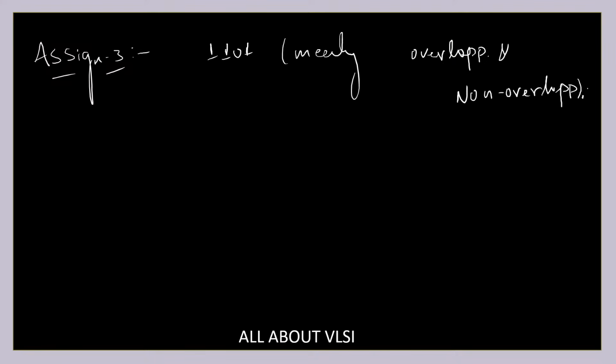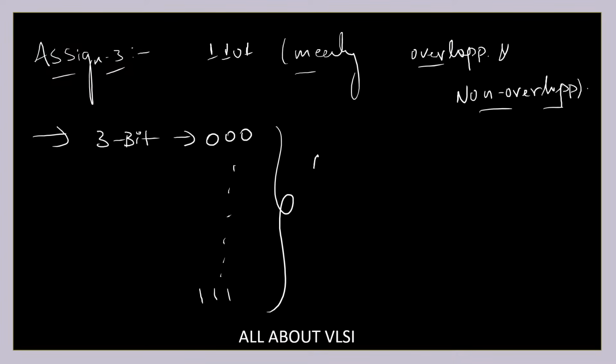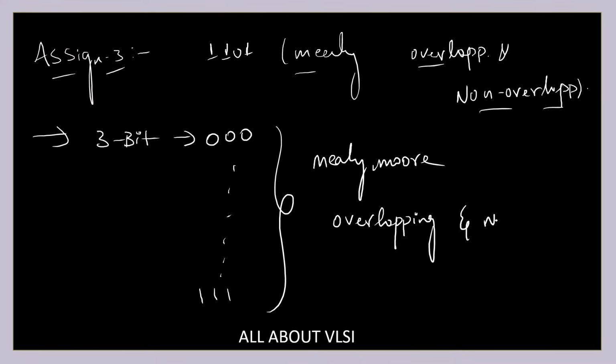Okay. And if you want to have good practice, then you can take 3-bit sequences from 000 to 111 and practice Mealy, Moore, both overlapping and non-overlapping. And you can also take 4-bit sequences from 4 zeros to 4 ones and practice Mealy overlapping and non-overlapping, and this is level 1. So with these level 1 problems you will be very comfortable.